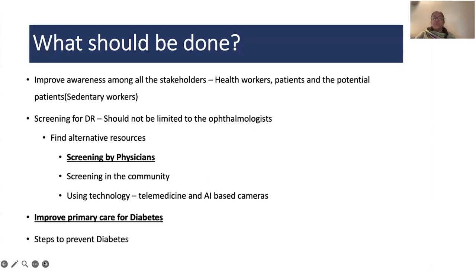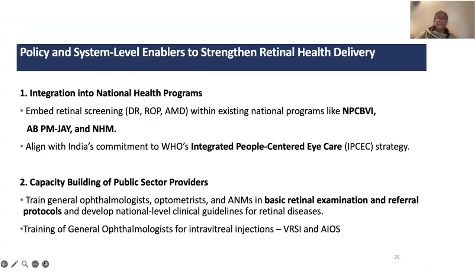Now, if I were to talk of what should really be done, we have to improve awareness amongst all the stakeholders. The screening for DR has to be not limited to ophthalmologists and retina specialists. We have to find alternative sources, such as physicians, who have to start pitching in for screening for DR. We have to start screening in the community. We have to use technology in the form of AI-based cameras. We have to improve primary care for diabetes so that the onset of diabetic retinopathy can be prevented. And steps have to be taken at all levels.